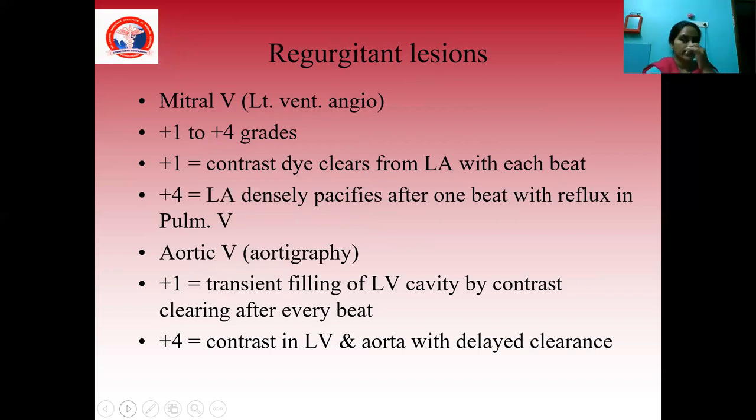Regurgitant lesions are also classified from grade 1 to grade 4. Mitral valve, left ventricular angiography: grade 1 is contrast dye clearing from the left atrium with each beat, and grade 4 is the left atrium densely opacifying after one beat with reflux into the pulmonary veins. Aortic valve, aortography: grade 1 is transient filling of the left ventricle cavity by contrast, clearing after every beat. Grade 4 is contrast in the left ventricle and aorta with delayed clearance.